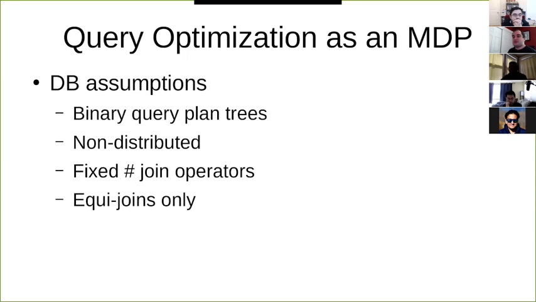The third assumption we made is that there's a fixed number of join operators. By fixed number of join operators, we don't mean you can only have 5 joins. We mean there's a fixed number of ways to do joins. For example, nested loop join, merge join, hash join, that's 3. So we're assuming you're not introducing or taking away query operators midstream. And the final assumption, which I know is a big one, is that every join is an equijoin.